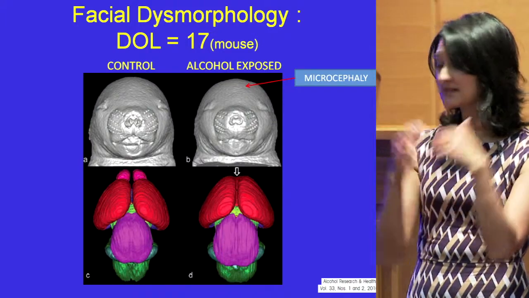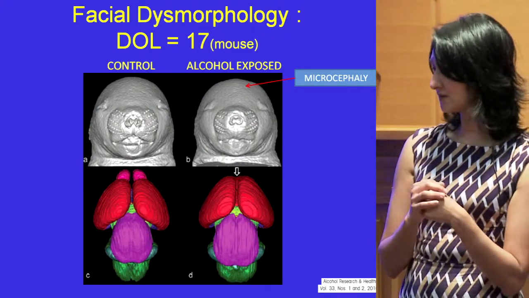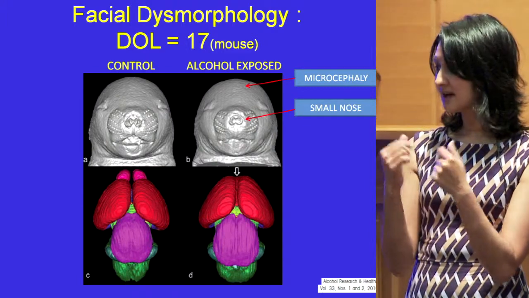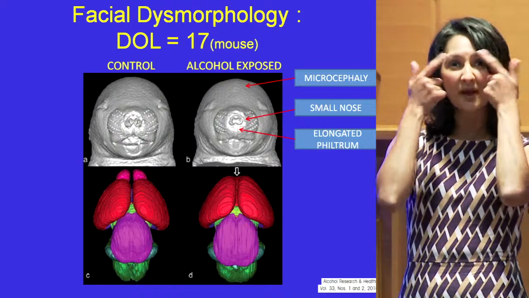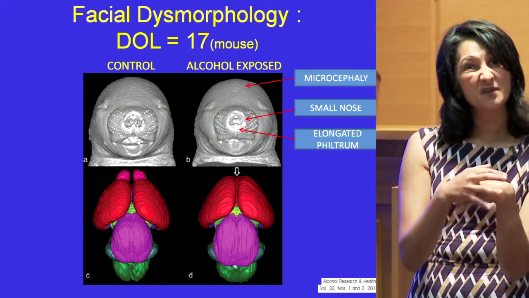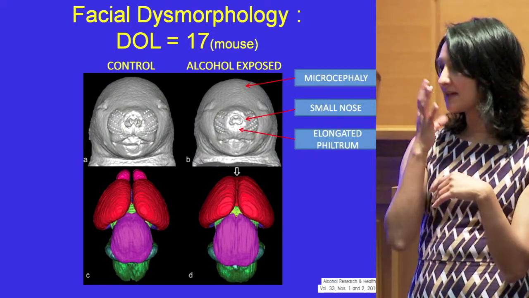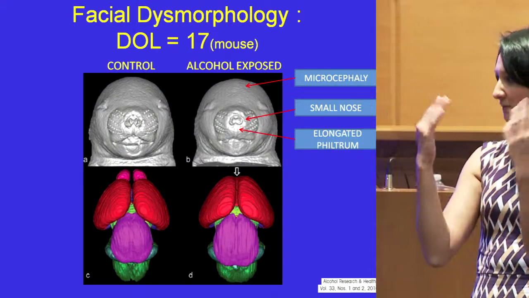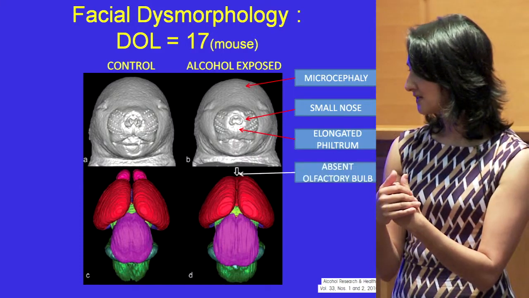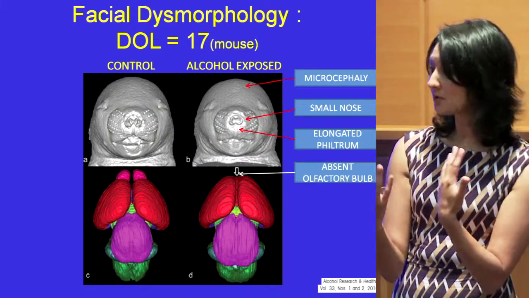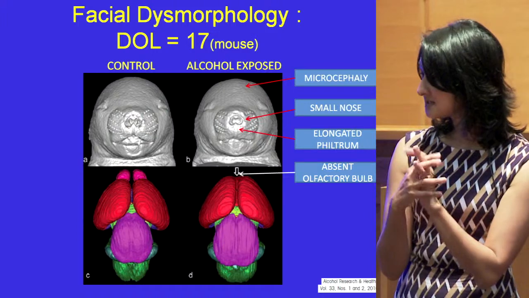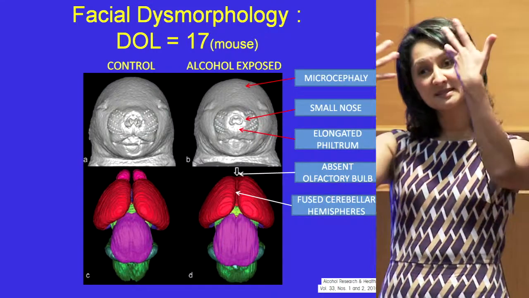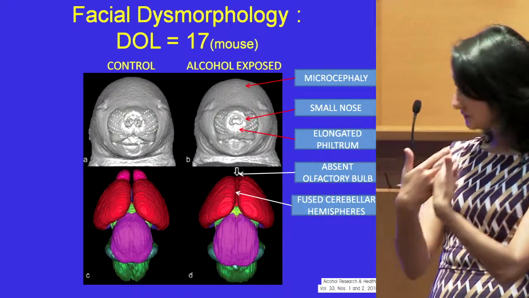These alcohol-exposed mice have microcephaly, so small head circumference. We'll notice that they have a small nose, and if you'll notice the eyes are fairly wide spaced, so basically that's sort of our equivalent of small palpebral fissures. They have that elongated philtrum, which we would see as sort of a 4 or a 5. We also notice that they are missing their olfactory bulb, so that there are structural deficits. We see a fusion of the cerebellar hemisphere, so we see these midline defects, so we see these structural differences.